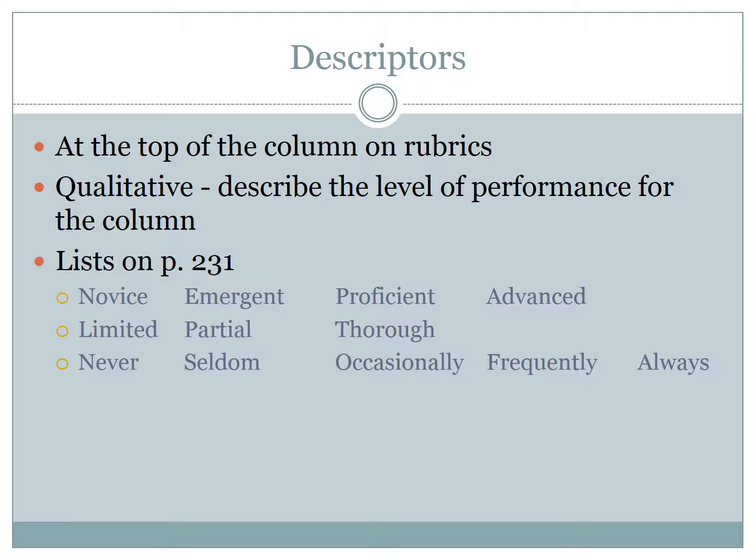It's important to think about what descriptors you're going to be using. Descriptors are those words on the top of the columns on rubrics. They're usually qualitative. They're words. They describe the level of performance. So in the last rubric, for example, we had descriptors at the top of that column about edible, for example. There are lists on page 231 of your book of words you might consider using depending on your task. Novice, emergent, proficient, and advanced. Limited, partial, and thorough. Never, seldom, occasionally, frequently, and always. Notice as I describe, 3 to 5 levels is about what most people go with.